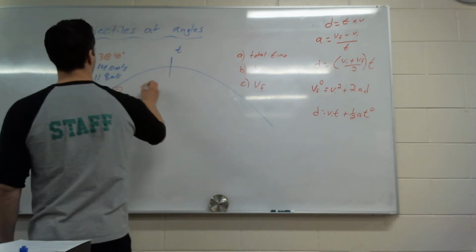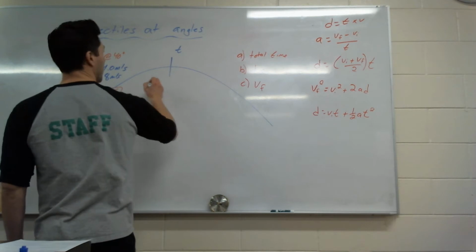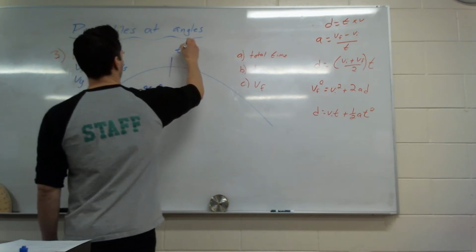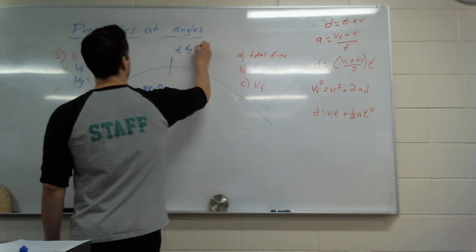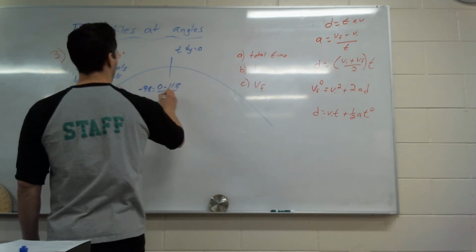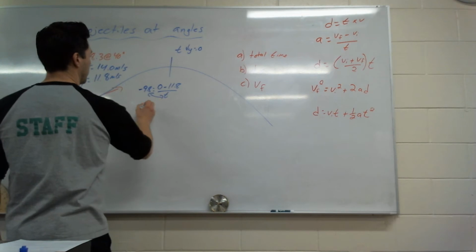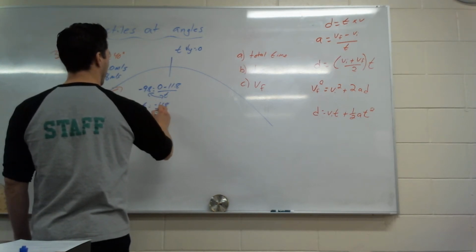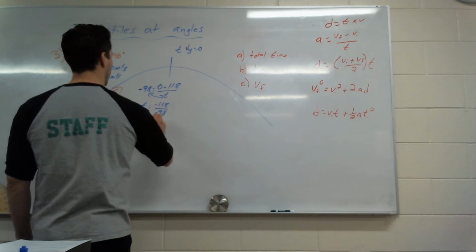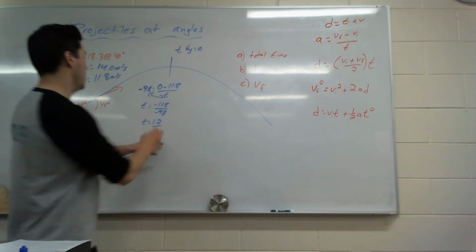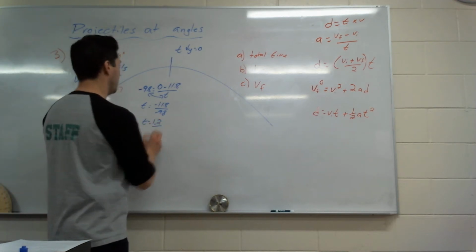We're going to go negative 9.8 equals Vf, which is 0. It's going to be 0 up there. Our velocity up here is 0 minus 11.8 over time. Okay, switch these. Time equals negative 11.8 over negative 9.8. And so time is 1.2 seconds to the max.